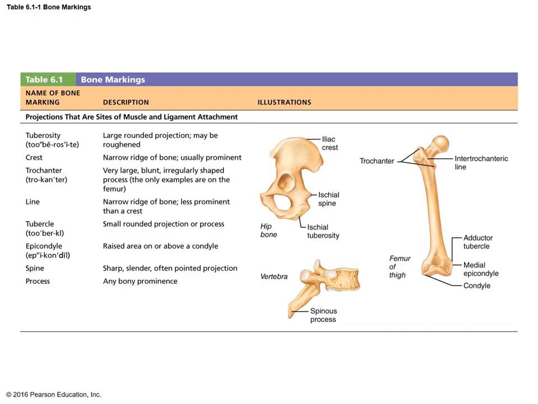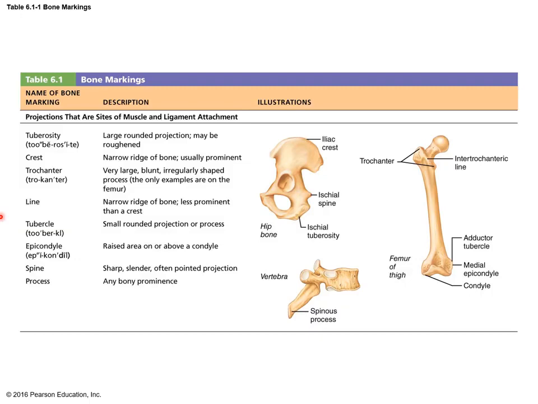And this goes through the tables in your book, the various types of bone markings. For my classes, I tend to focus on this more in the lab portion. The lab tends, certainly in A&P1, to be more focused on anatomy, and in the lecture we focus more on the physiology.